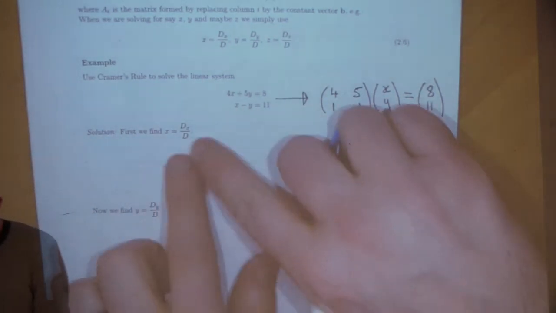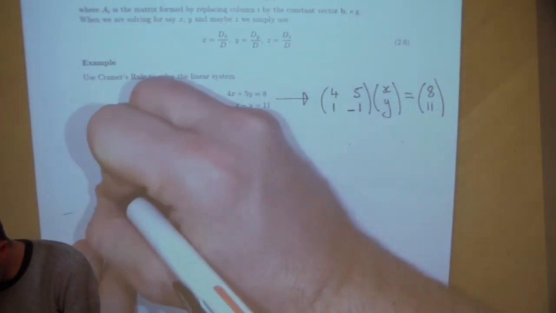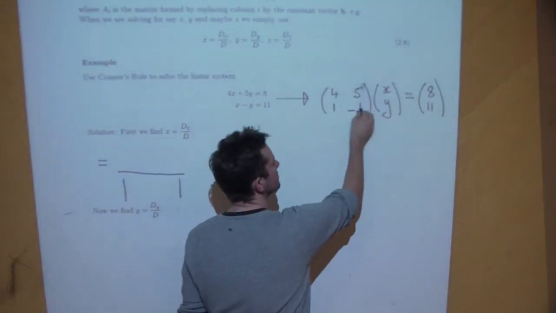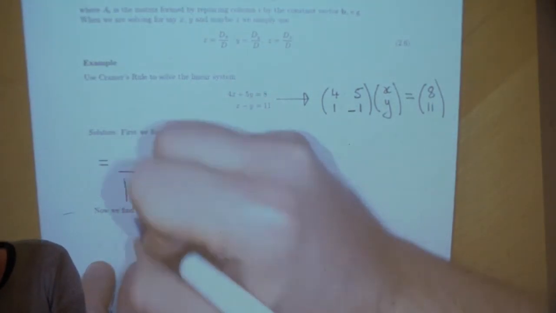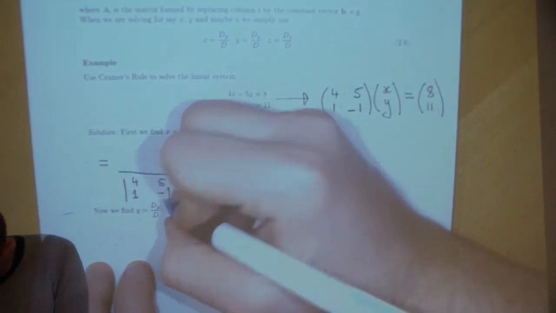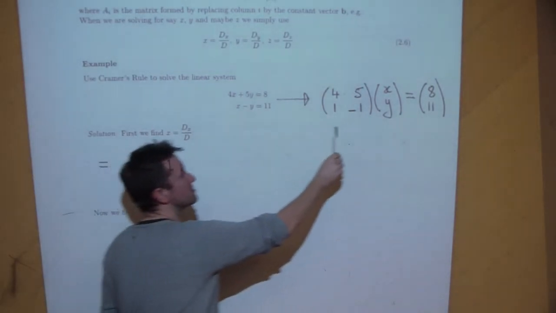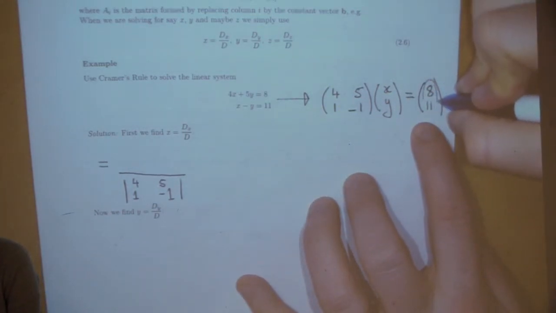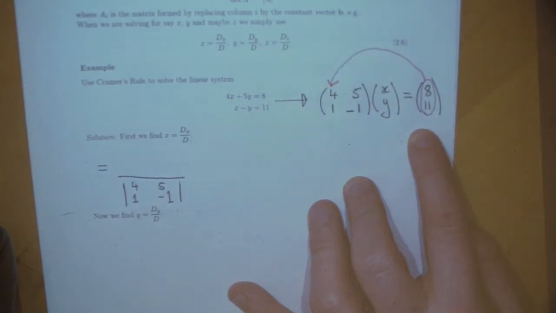So what Cramer's rule does, it does this weird formula: x is dx over d. Now what dx is, well, actually d is easier. So d is the determinant of this matrix. So this is Cramer's rule, it's dx over d, but you need to know what it means. D means the determinant of the matrix of coefficients. Now what dx is, essentially, you take the constants and you put them in here instead of the x coefficients.